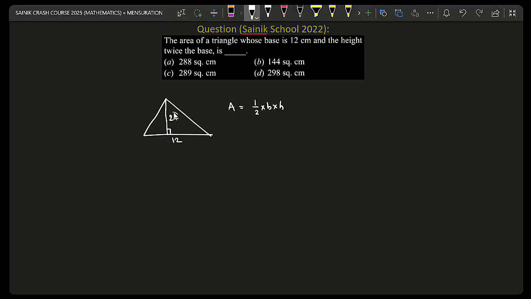Now tell me, is this 24 the corresponding height of this base? Yes, sir. Is 24 drawn on the 12 only or the other side? Sir, on the 12 only. On the 12, and that's why it is the corresponding height. Now you can substitute, that is base is 12 and height is 24. Now simplify to get the answer. So 2 ones, 2 6. 24 into 6 is? 6.